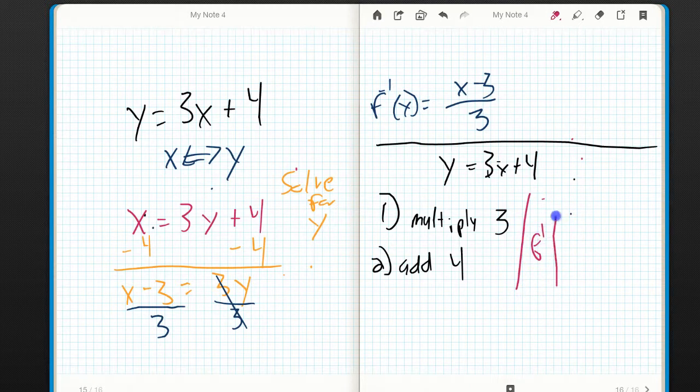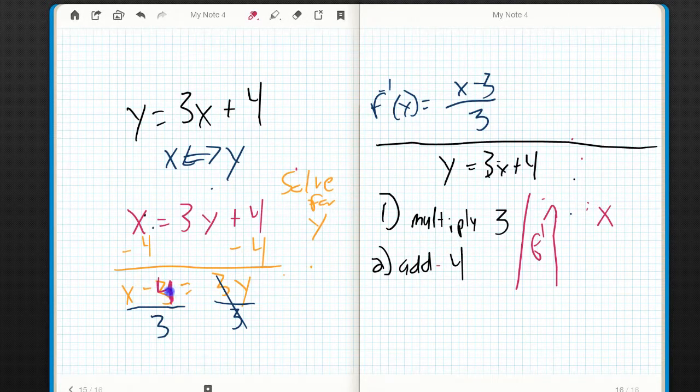Now to do the inverse, we need to work backwards, doing the opposite steps. So we start off with x. We have to work backwards, so step 2 becomes our step 1. What is the opposite of adding 4? The opposite of adding 4.